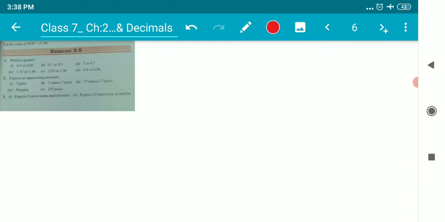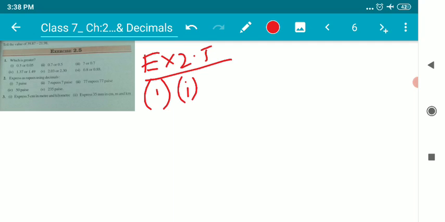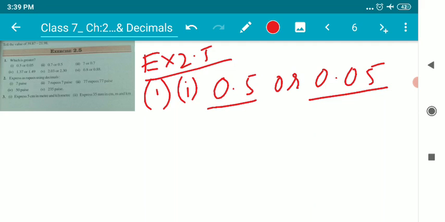So children, the first question is, which is greater? Exercise 2.5, question number 1. Which number is greater? 0.5 or 0.05? Out of these two numbers, which number is greater? Whether 0.5 is greater or 0.05 is greater.